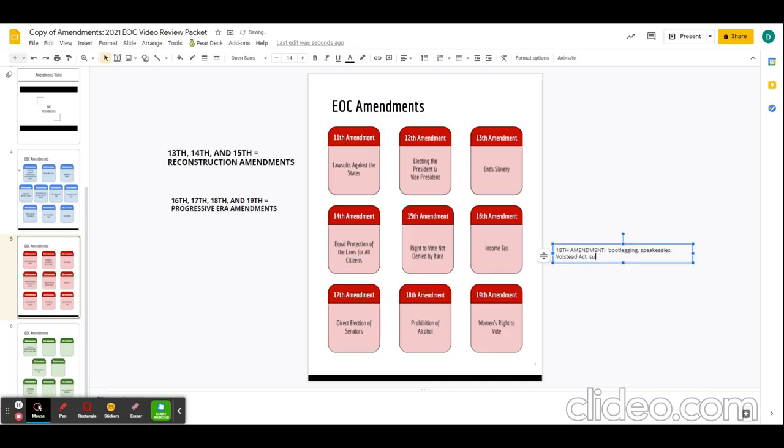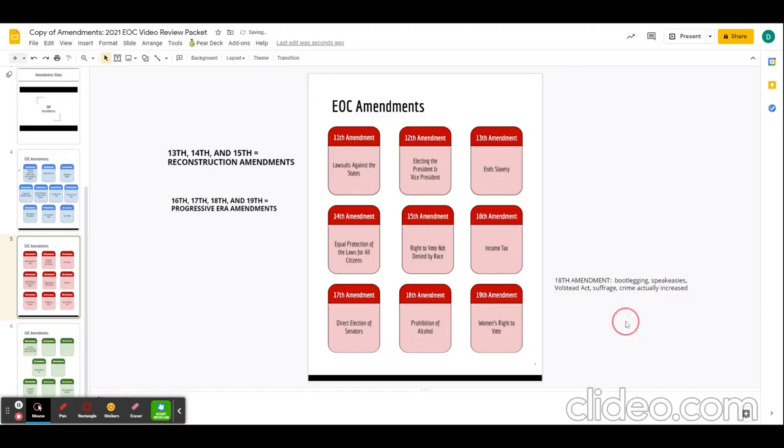And then we have suffrage, the right to vote, because the right to vote was tied in with getting the prohibition of alcohol passed. Women could get it passed, even though they didn't have the right to vote. And then we have crime actually increased. They passed the prohibition of alcohol thinking that it would do away with a lot of society's problems, but it actually did the opposite and led to an increase in crime.